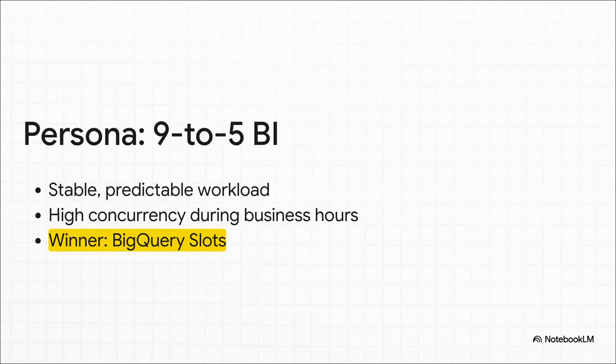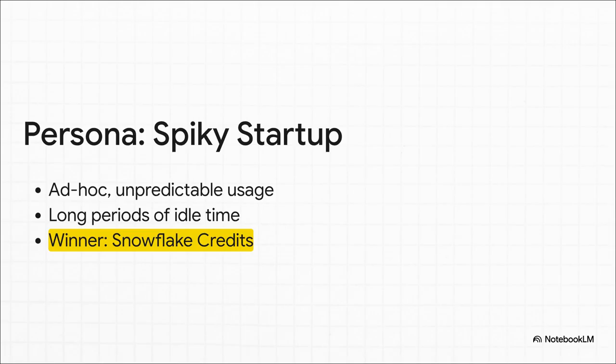It's predictable. Okay, next up, persona number 2, the spiky startup. And this is the complete opposite of what we just saw. It's ad hoc, it's wild, it's unpredictable. Huge bursts of activity, then long stretches where nothing is happening. And this is where Snowflake just shines. Being able to shut that warehouse down and pay absolutely nothing for all that idle time, that's the game changer.